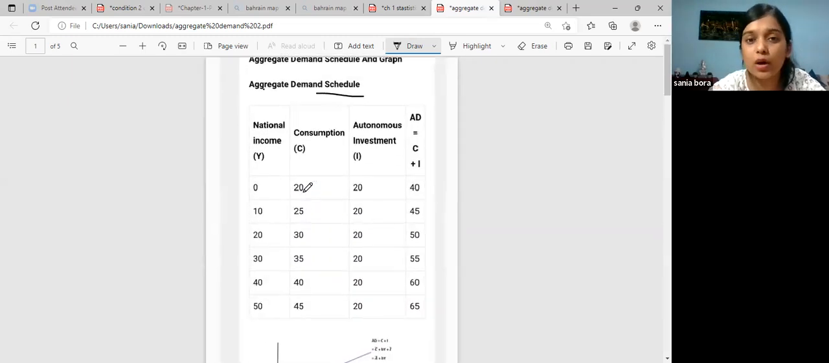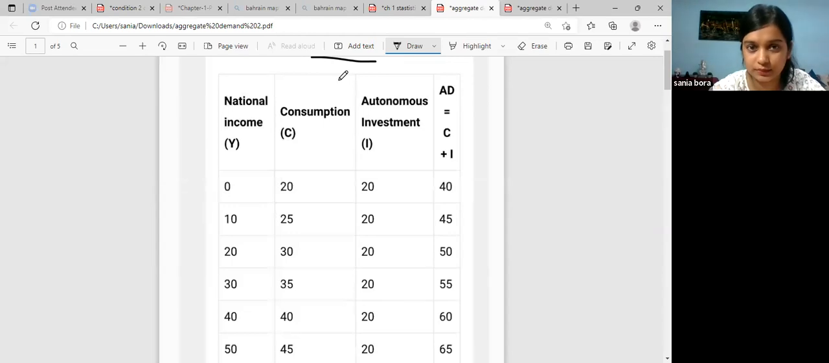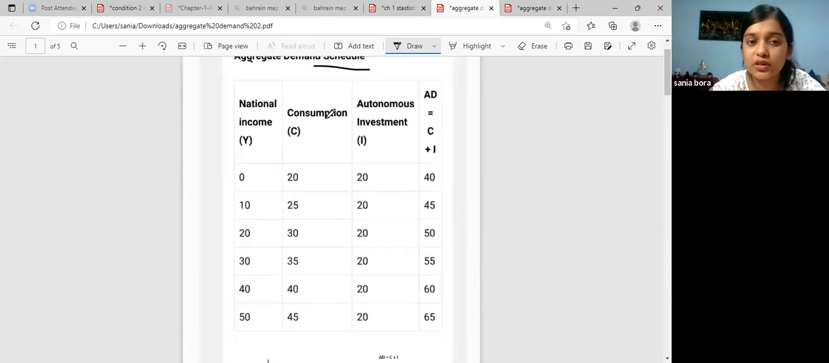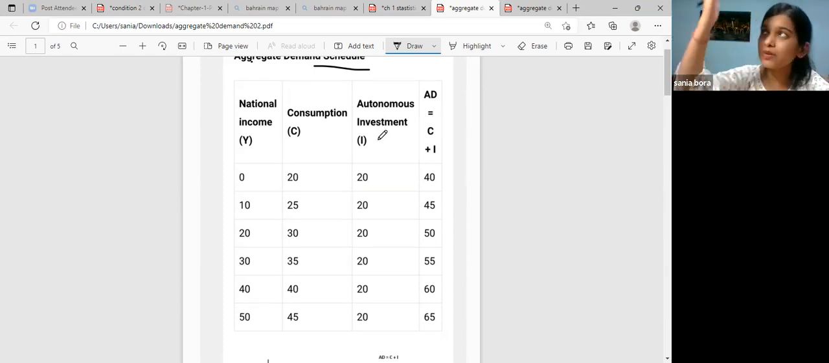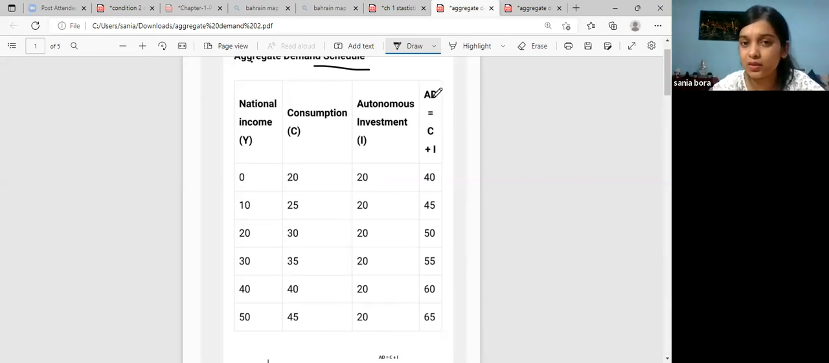Ma'am, how will you be able to draw a schedule? The schedule starts with national income, because income will always be there, and that's why you are going to do consumption and investment. As I told you, Keynes told us that in our economy we take autonomous investment, which remains the same and doesn't get affected by anything. So you will make columns: first national income, represented by Y, then consumption, represented by C, then investment, which is I, and then AD, which is basically C plus I.